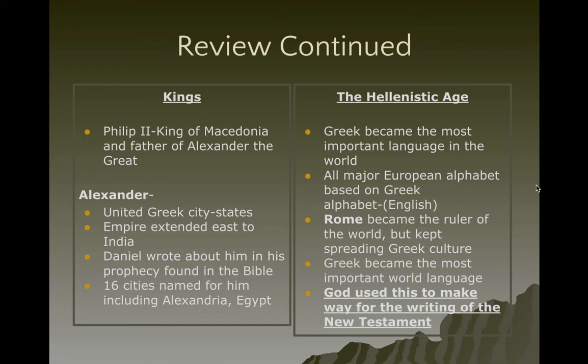In this time of the Hellenistic age, Rome became the ruler of the world, but they kept spreading the Greek culture because they were so impressed by it. Like I said, Greek became the most important world language. God used this to make way for the writing of the New Testament. Not only could people speak Greek, but they could write it, they could read it. It was very important.